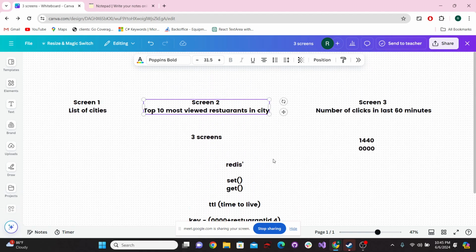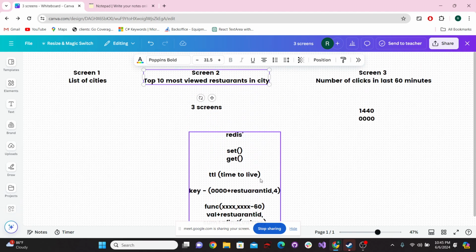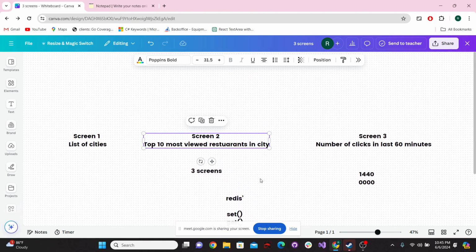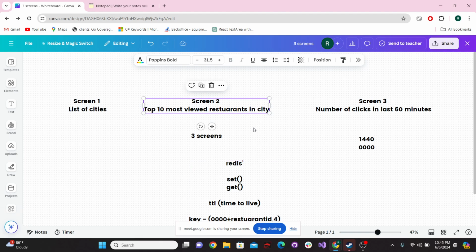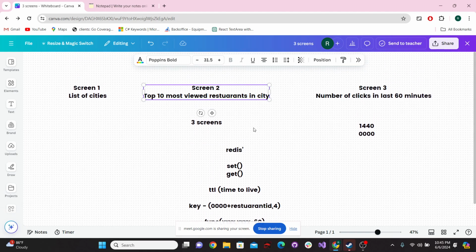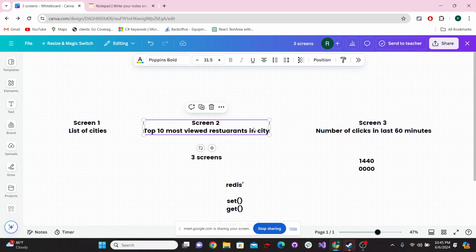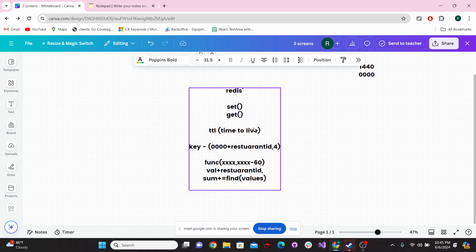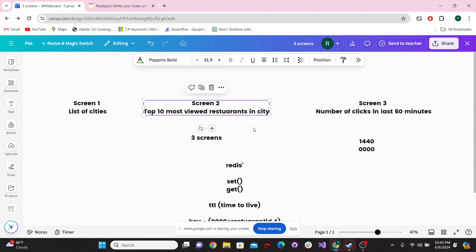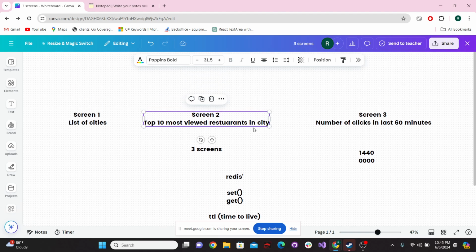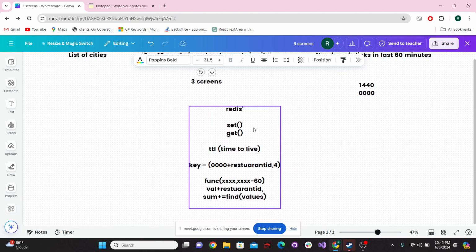So when you think of this, you already have a solution for this. Top 10 most viewed restaurants, at any given point of time, how many restaurants will be there in a city, right? There will be 100 restaurants, 200 restaurants in a city. So you just calculate this ad hoc for all restaurants, and then you just sort it and put the top 10 most viewed restaurants. Make sense? Yes.